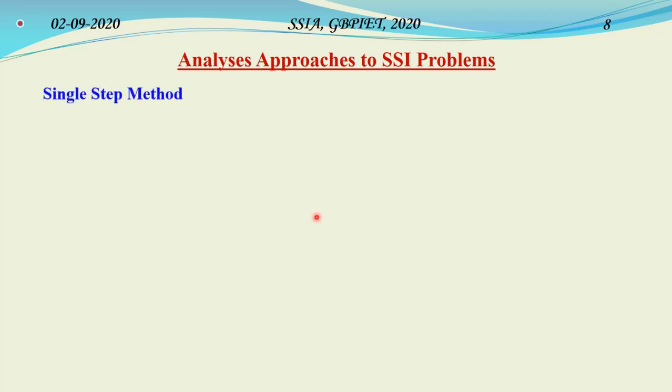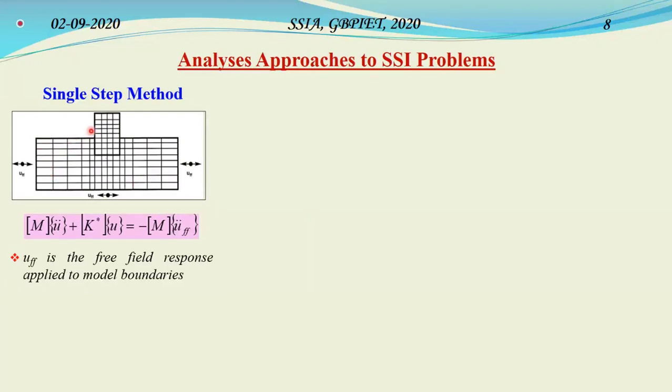The first type is called a single step method. So we do the entire analysis in one step. So what do we do? We consider a structure embedded in a soil domain, and we apply the free field response all along the boundaries of the domain. So UFF is the free field response applied to the model boundaries, and then we simply solve the equation of motion in finite element domain.